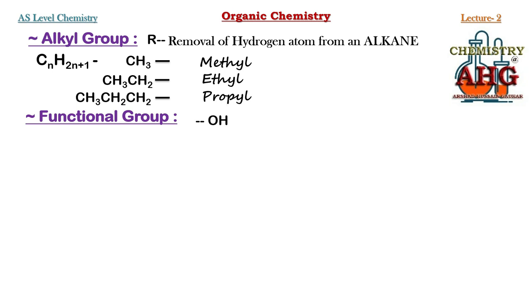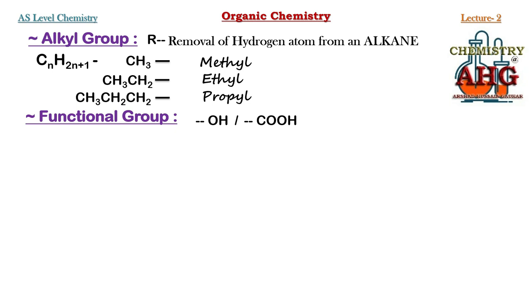It is the functional group of alkanol or alcohol. And the other functional group you can remember is carboxyl, COOH. So this is the functional group of carboxylic acid or alkanoic acid. So you can just remember the examples of these two functional groups, hydroxyl and carboxyl.